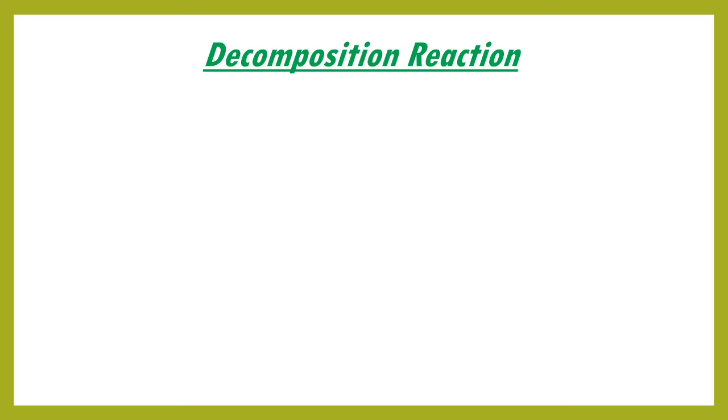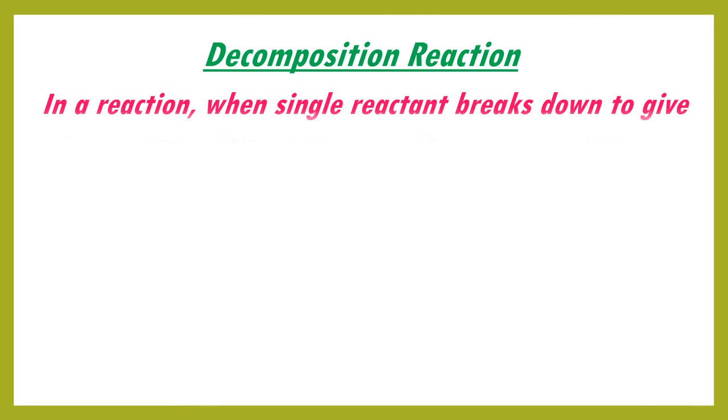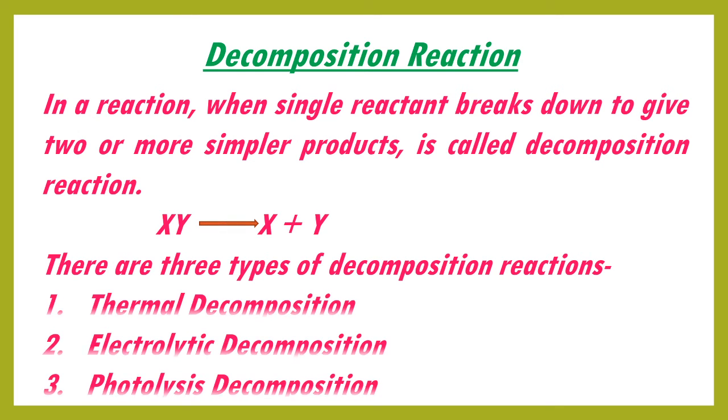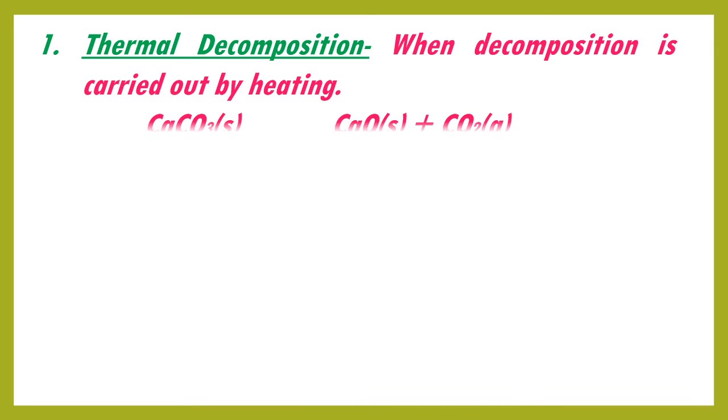Next is decomposition reaction. In a reaction, when a single reactant breaks down to give two or more simpler products, it is called decomposition reaction. There are three types of decomposition reaction: thermal decomposition, electrolytic decomposition, photolysis decomposition. When decomposition is carried out by heating, it is called thermal decomposition. For example, calcium carbonate, when heated, forms calcium oxide and carbon dioxide.